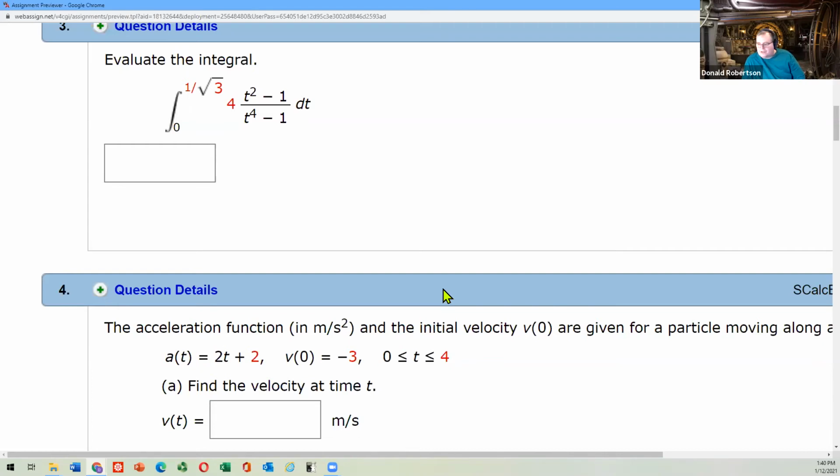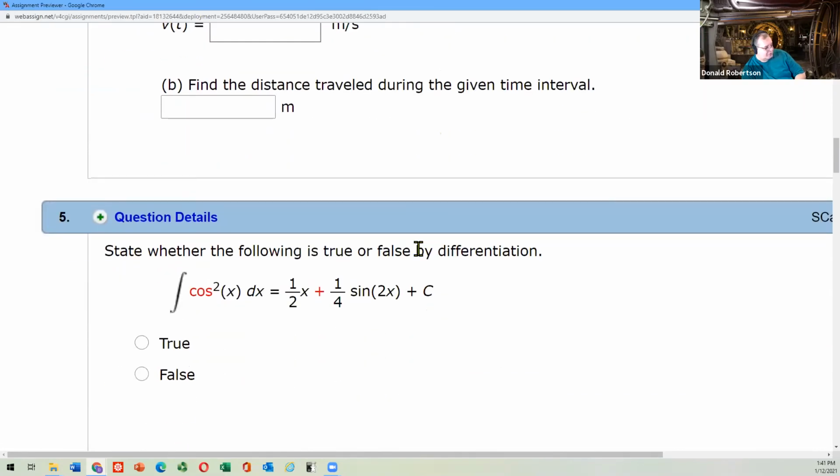Factor t to the 4 minus 1. It's t squared plus 1 times t squared minus 1. The t squared minus 1s cancel, and it ends up being 1 over t squared plus 1. It ends up being an inverse tan. Now, technically speaking, those questions are definite integrals.